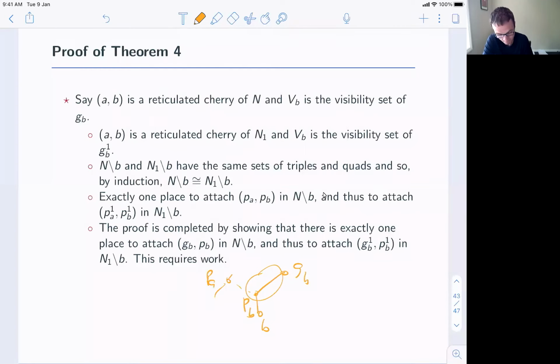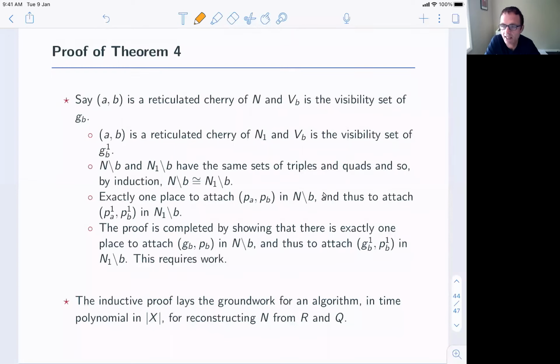As the proof is inductive, that gives rise to an algorithm. Part of that algorithm is also being able to find the visibility set. There's a little requirement there, but you can do that quickly enough. And so that gives you the associated algorithm as well.